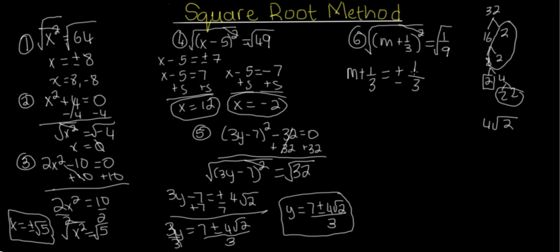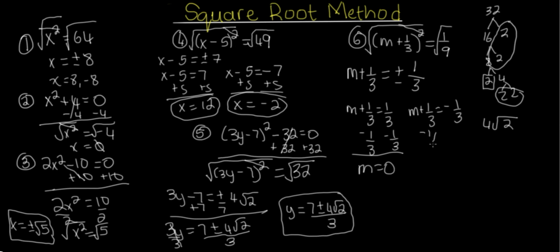Now, because the squared part is gone, is when I'm going to split this up. So I have m plus 1/3 equals a positive 1/3. And then I have m plus 1/3 equals a negative 1/3. So subtract 1/3, subtract 1/3. So I have m equals 1/3 minus 1/3. I'm subtracting the same thing, so that's just 0. Here, I'm going to do the same thing, subtract 1/3, subtract 1/3. So I have m equals negative 1/3 minus 1/3.